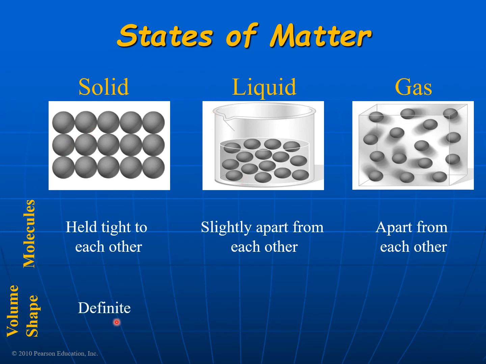For the solid, it will have a fixed volume and a fixed shape. For the liquid, it will have a fixed volume, but it will take the shape of the container. For gas, it will have no fixed volume and no fixed shape. It always takes the shape and volume of the container.